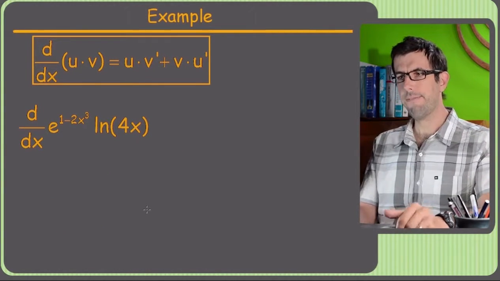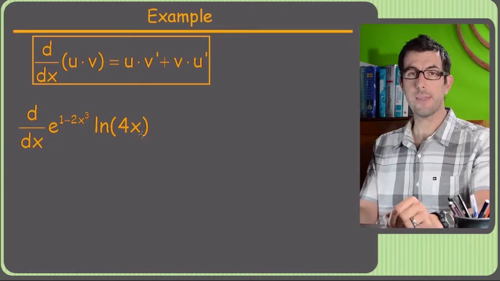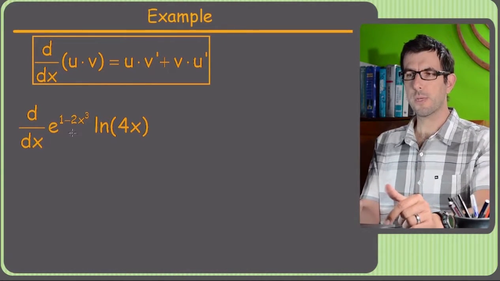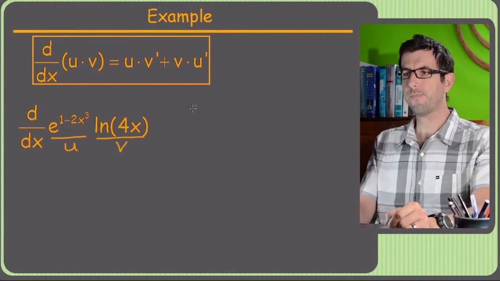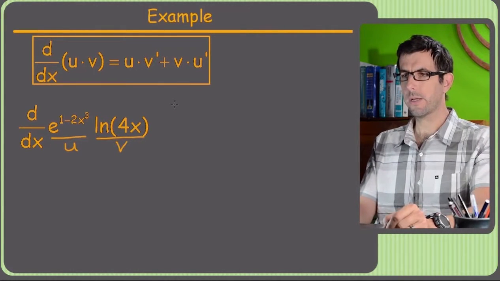All right, good stuff. Another one. Okay, now this is going to be a double chain rule, because we're going to need the chain rule to find both the derivative of this and the derivative of this. So let's take a look. What's my u? E to the 1 minus 2x cubed. U prime right below it.